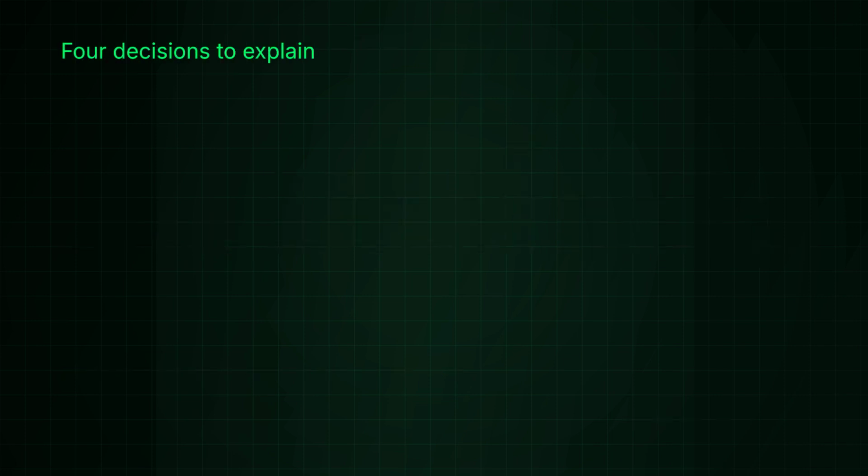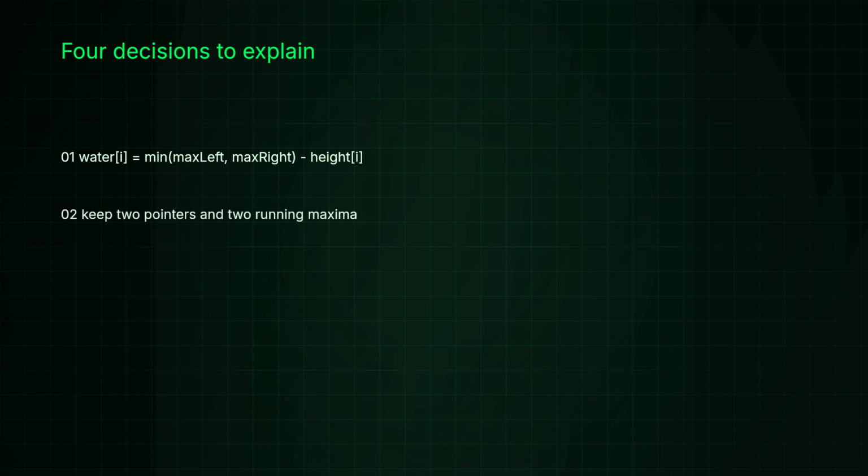Here is the complete interview explanation. Water above one bar is the smaller side maximum minus that bar's height. Use two pointers and keep left max and right max instead of storing maximum arrays. Process the side with the lower current bar because the opposite current bar guarantees the second boundary. Update that side's maximum, add non-negative trapped water, and move inward.